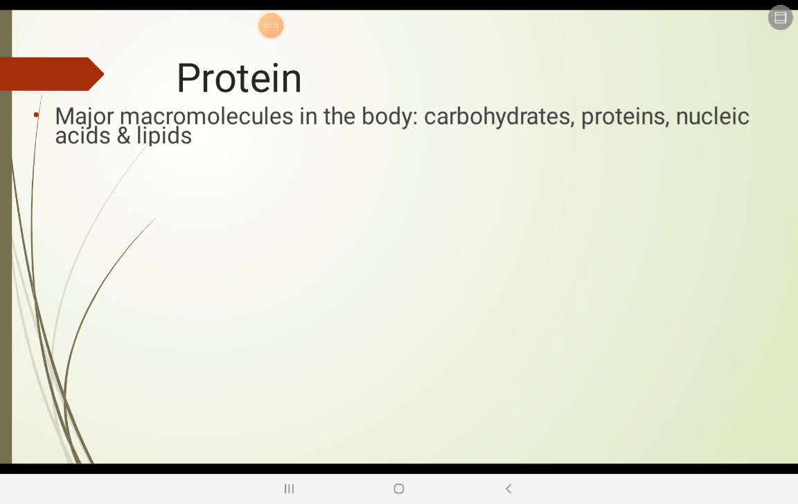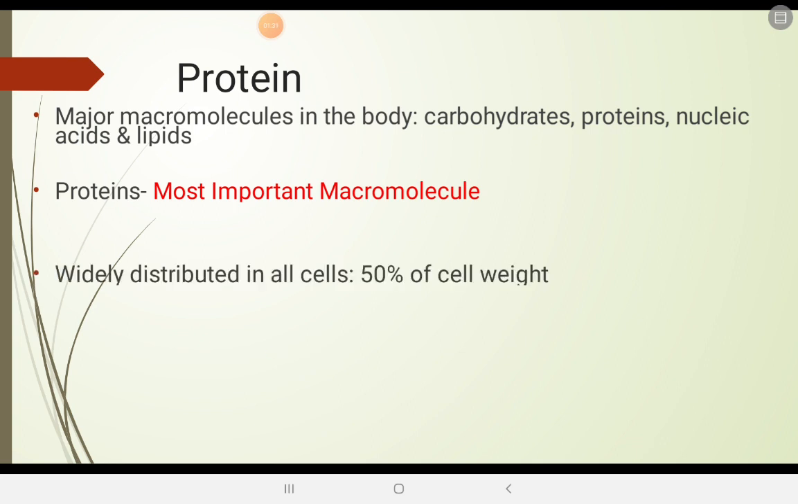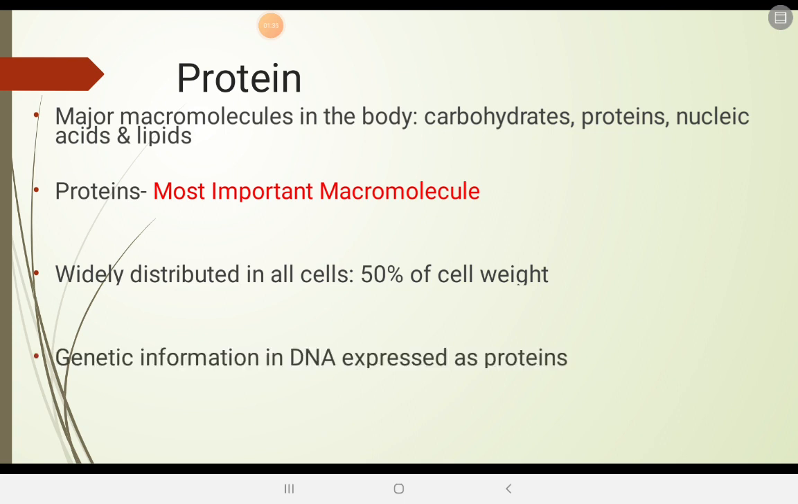As we discussed, the major macromolecule present in the body. What are the major macromolecules? Carbohydrate, proteins, nucleic acid, and lipid. Among these major macromolecules, the very important macromolecule is protein. This is the most important macromolecule, widely distributed in all cells. Genetic information in DNA is expressed as protein. You already studied in your plus 2 classes that genetic information in DNA is expressed as protein.